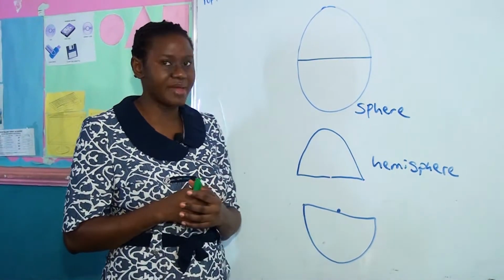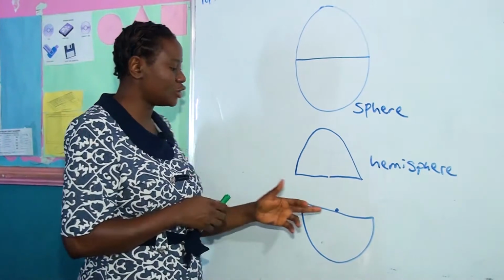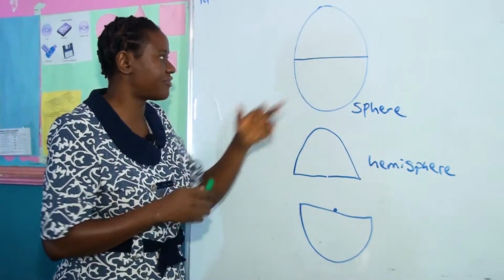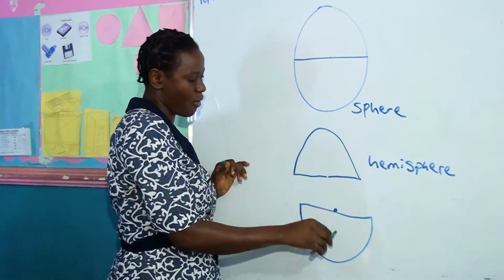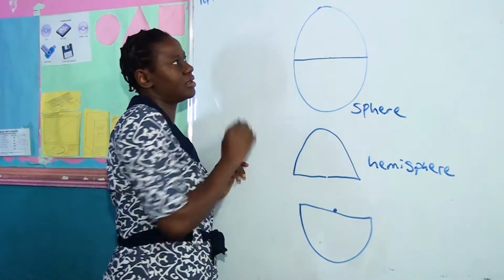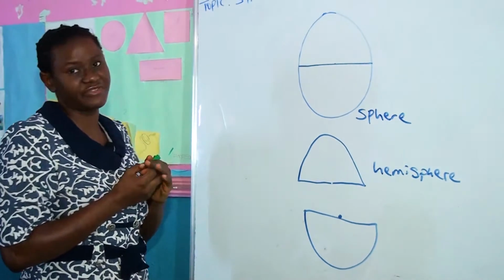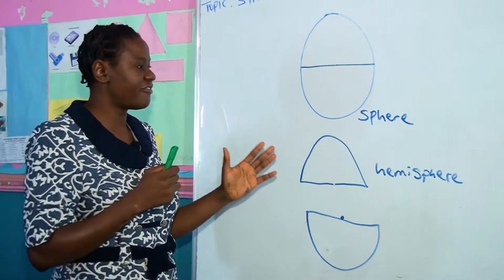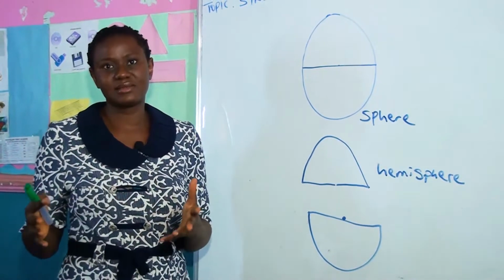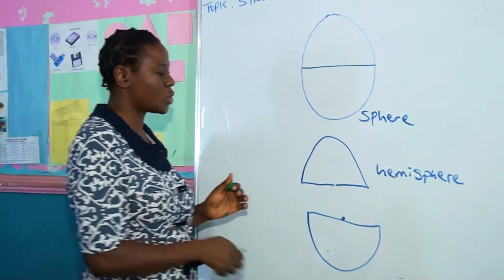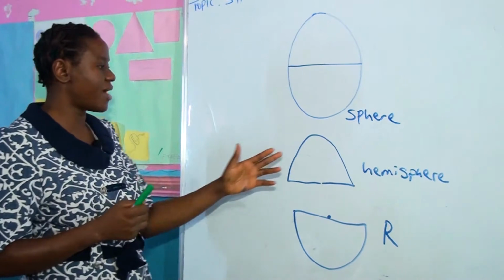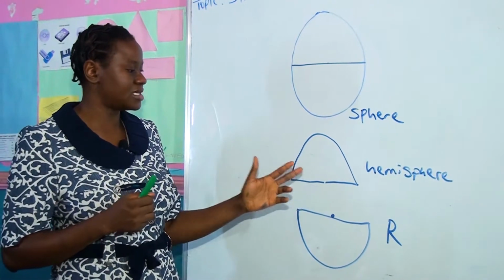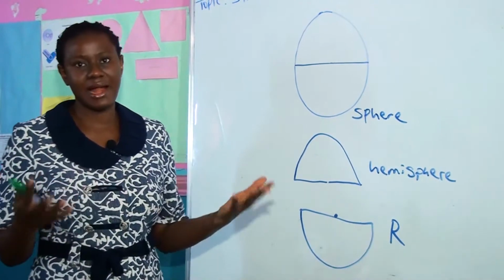Now, a line drawn from the center of the hemisphere to any point on the sphere would give us a radius, which we call r, radius r. So the radius of this we represent as r.